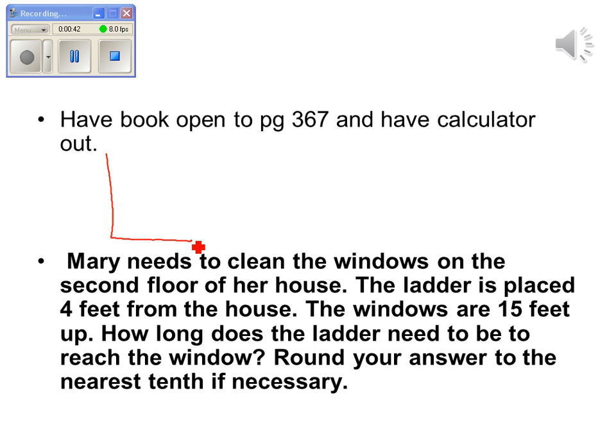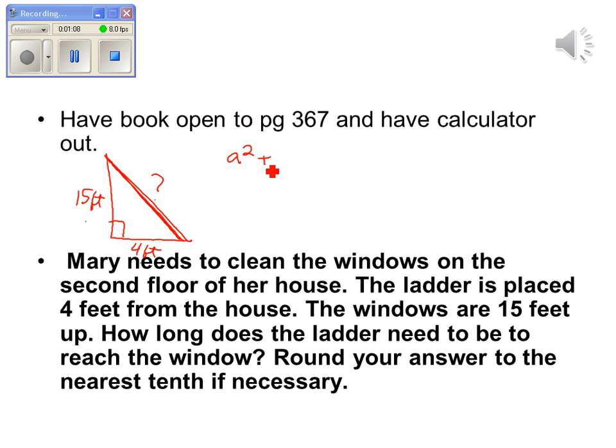So she's got this ladder, she's leaning up against her house. That's 4 feet from the house. Windows are 15 feet up. We need to figure out how long this is. We don't have to use all the trick stuff. All we gotta do here, if you know two sides of a triangle, is use the Pythagorean theorem.